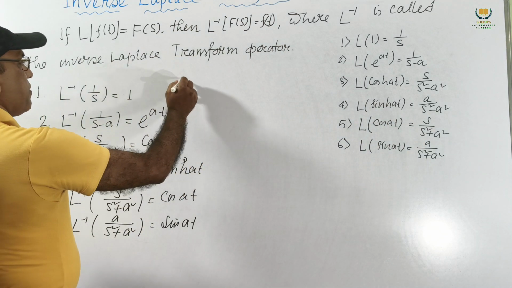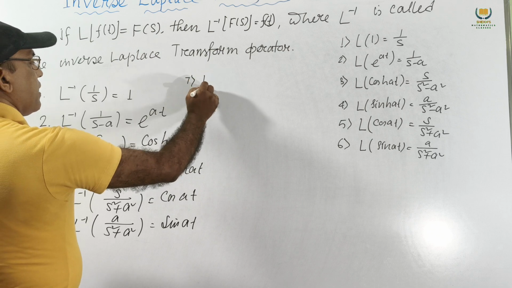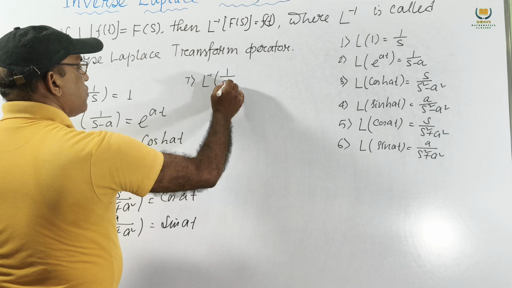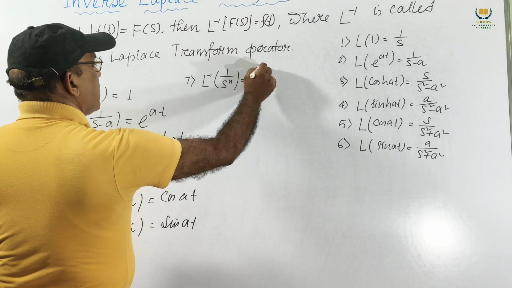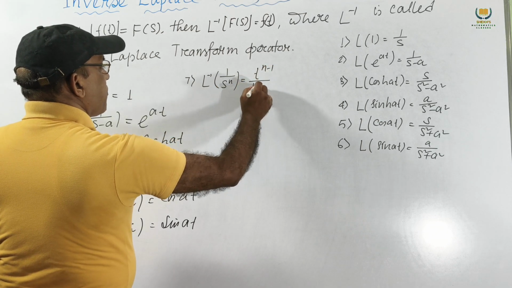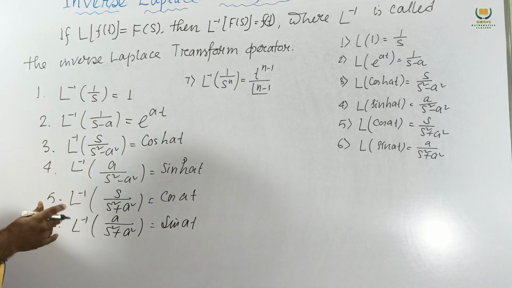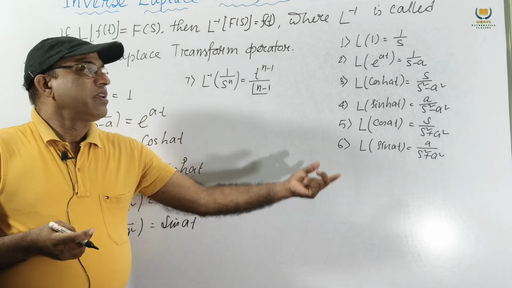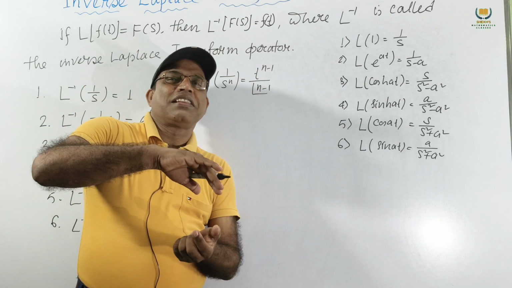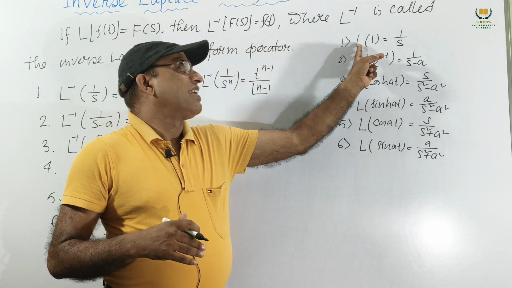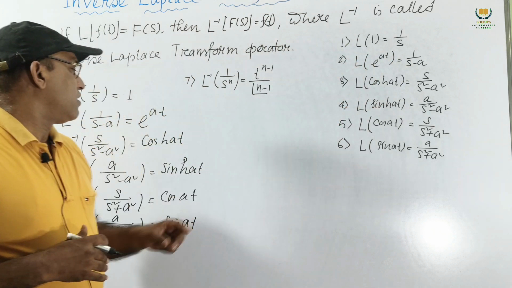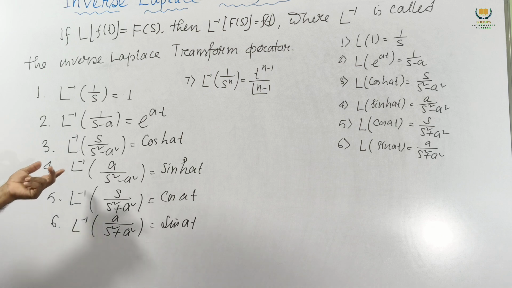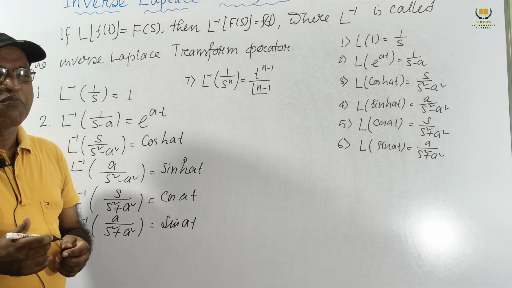Another formula we have, number 7, L inverse 1 by s to the power n equal to t to the power n minus 1 by factorial n minus 1. So there are different formulas we have, but these are the main fundamental formulas. If we memorize these main formulas, we just write them in reverse: L inverse 1 by s, then 1. L inverse 1 by s minus a, then we get e to the power at. Same formula we write in reverse. So these are inverse Laplace transform formulas.